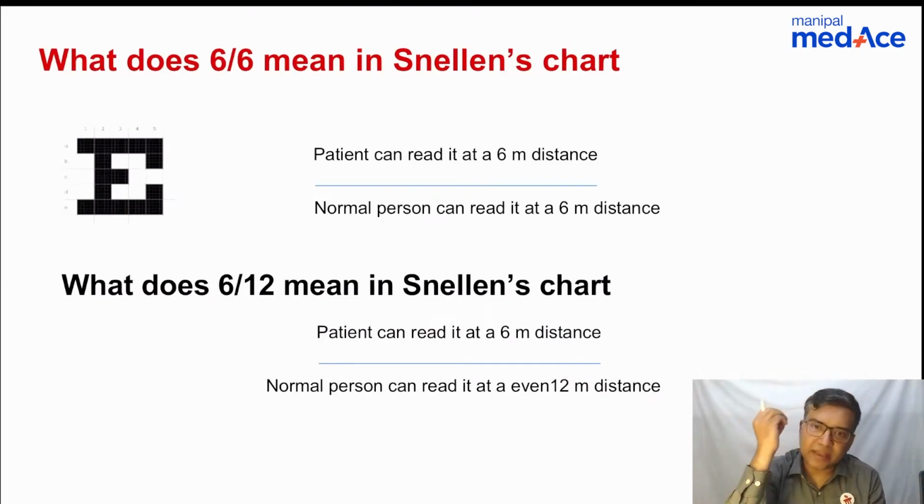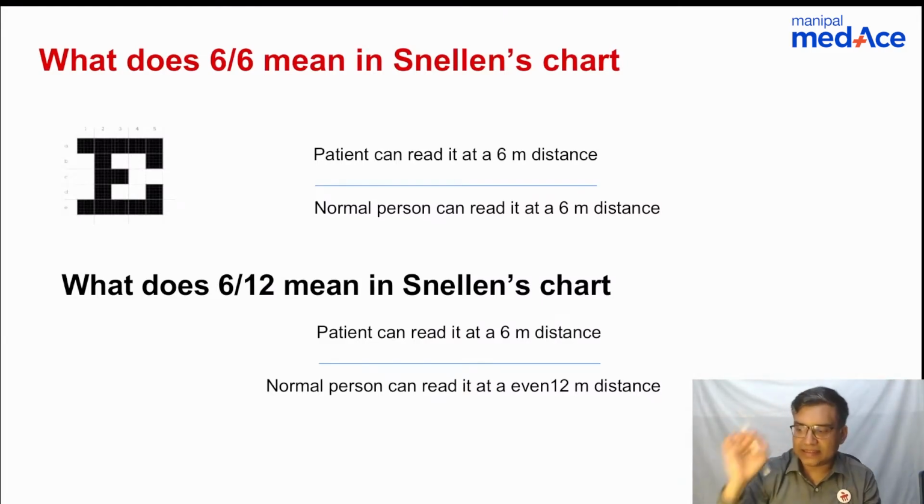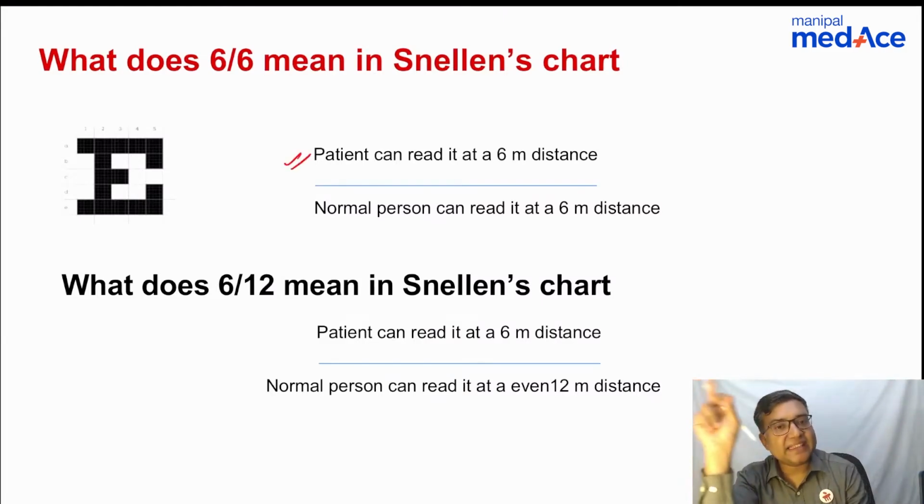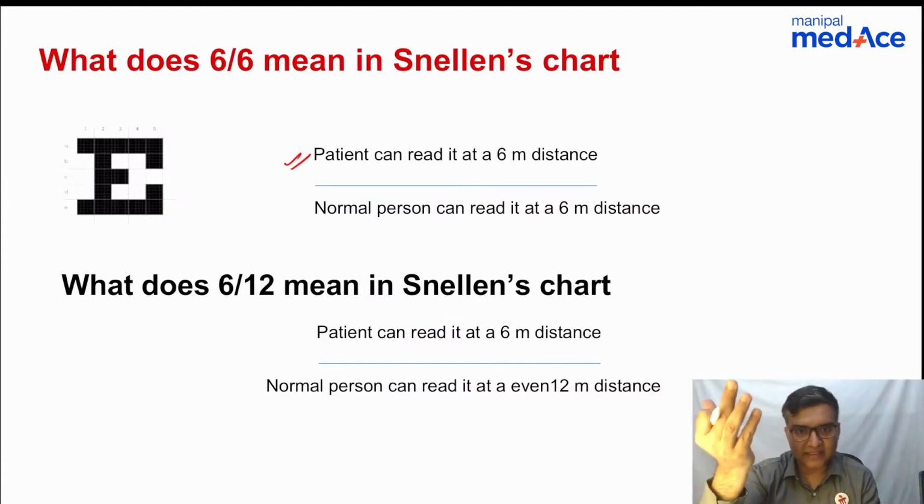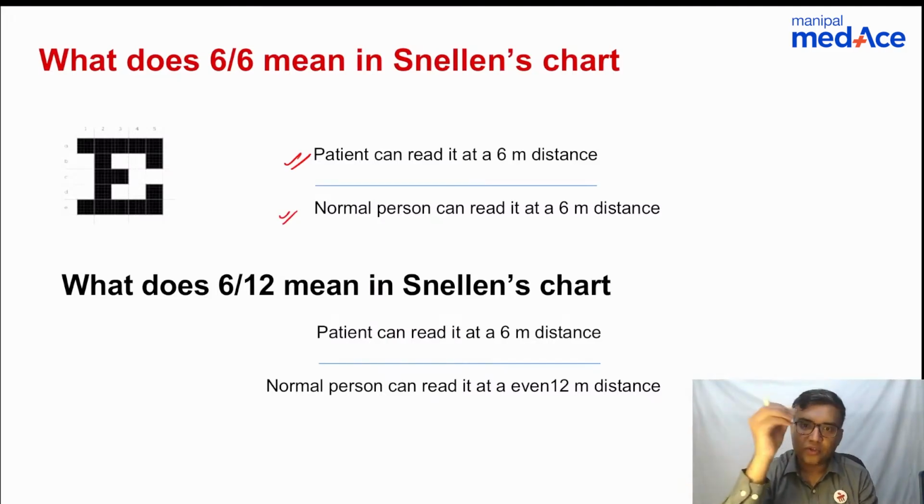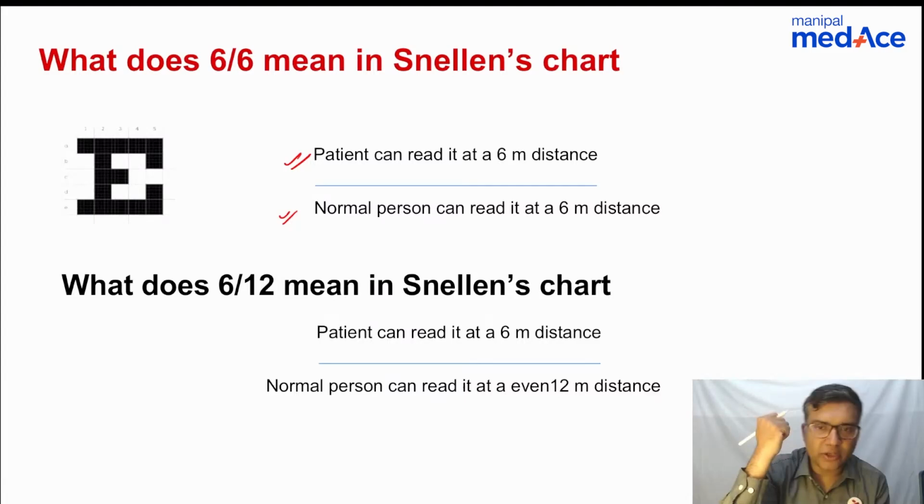If the patient is having a 6 by 6 vision, that means my patient can read the smallest letter at 6 meter, and a normal person can also read it at 6 meter. So my patient is having a good visual acuity like a normal human being.